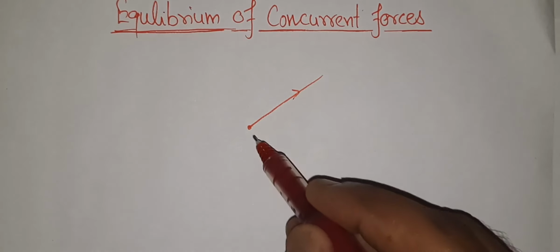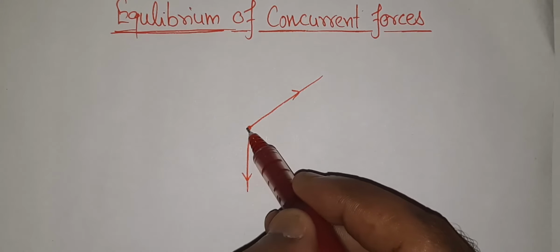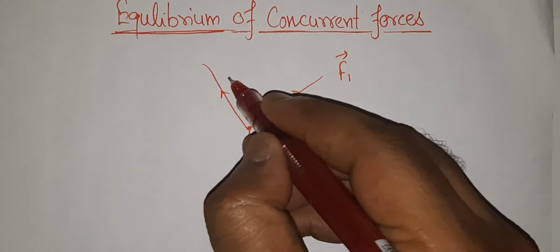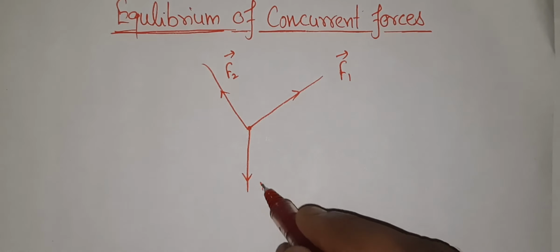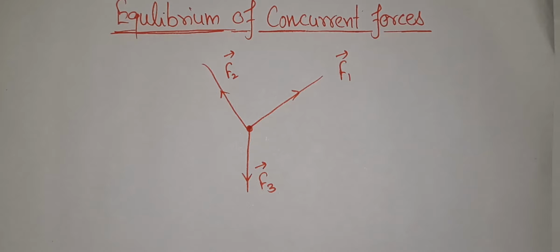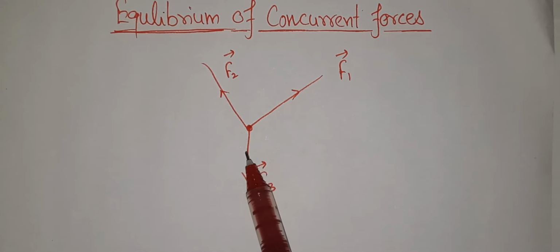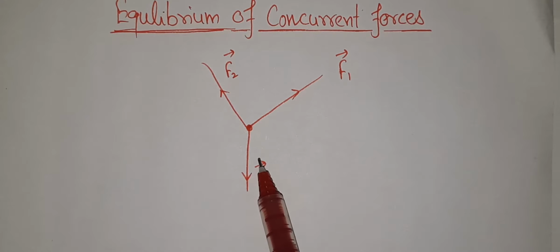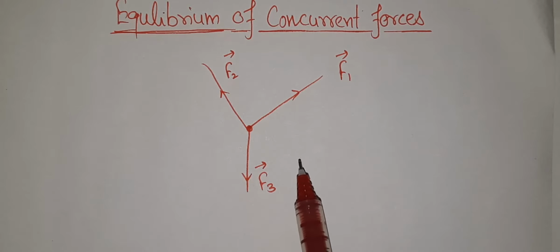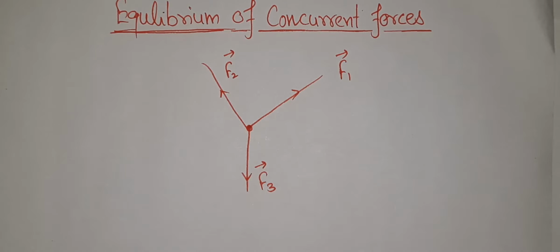This force, and this force. These three forces, F1, F2 and F3, are acting at a point simultaneously, at the same time. So these three forces are concurrent forces. So how will you define concurrent forces now? Concurrent forces are the forces which act at a single point. Are called as concurrent forces.